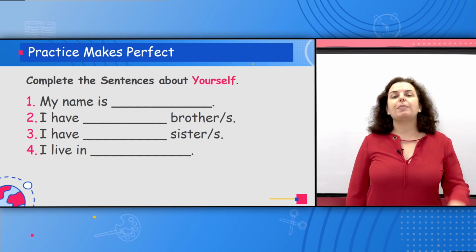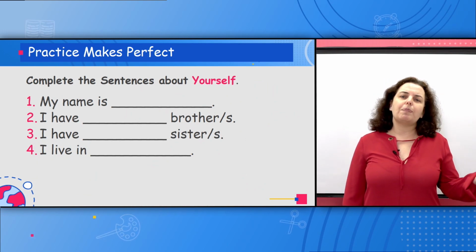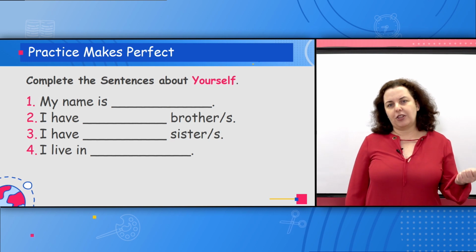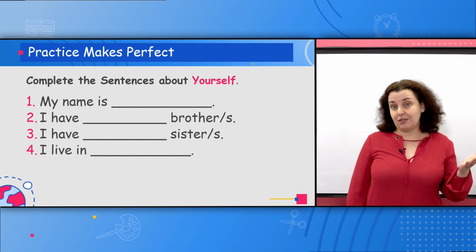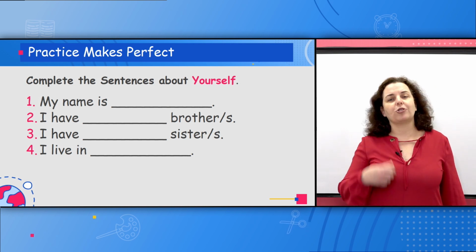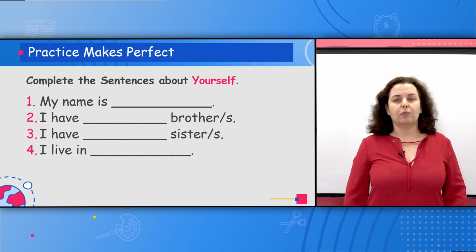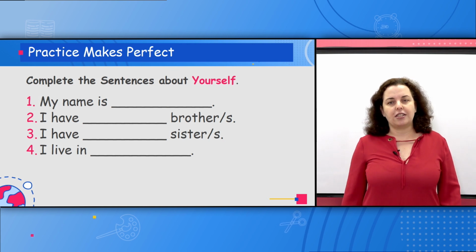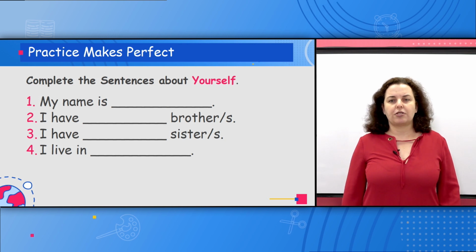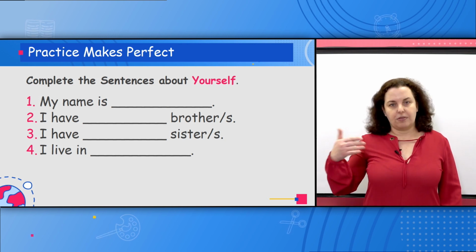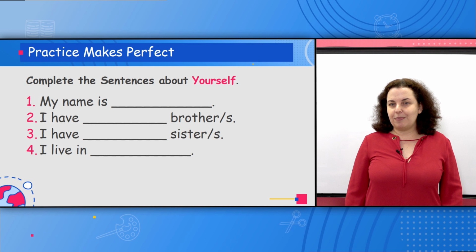Complete these sentences about yourself. We know about the Smith family now: there is a mother, father, sister, brother, twins, תאומים, and there is a big brother. I would like to know about you. Can you complete these sentences in your notebook about yourself?